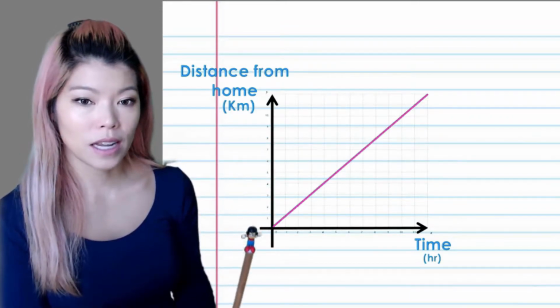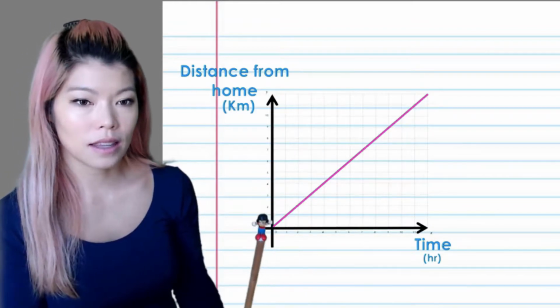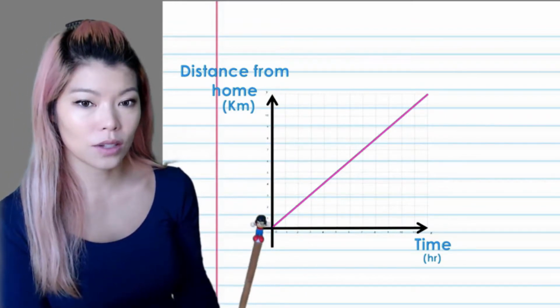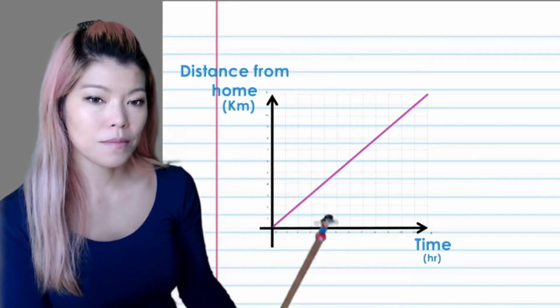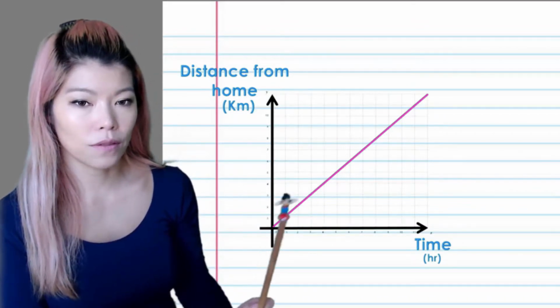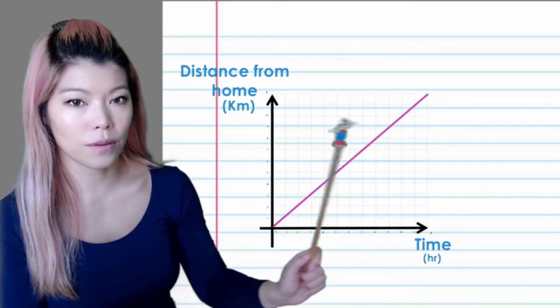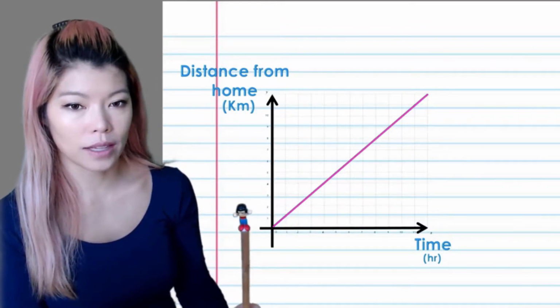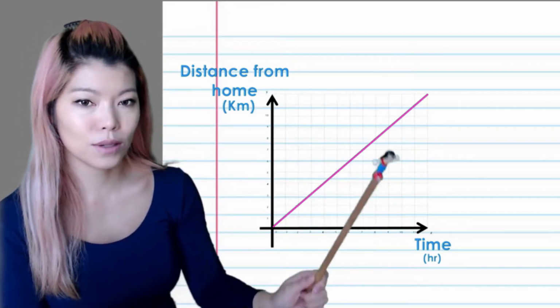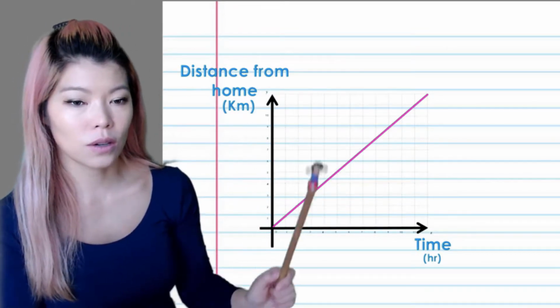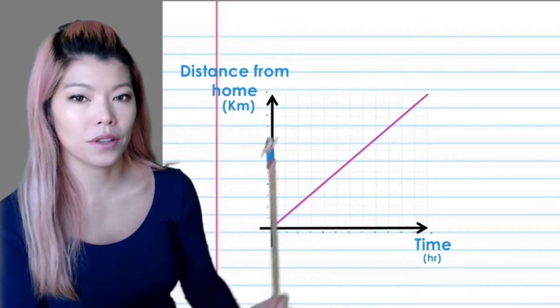What if you have a line that looks like this? So here at time 0, you are 0 kilometers from home, so you're at home. But as time moves on, you're moving further and further away from home. At 2, you're 2 kilometers away. At 4, you're 4 kilometers away. At 10 hours, you're 10 kilometers away. So you're going further and further away from home.